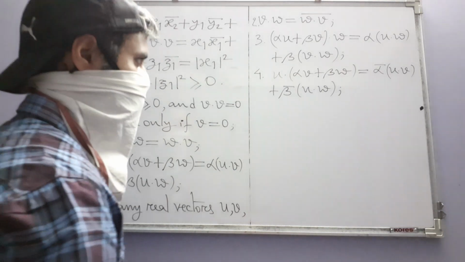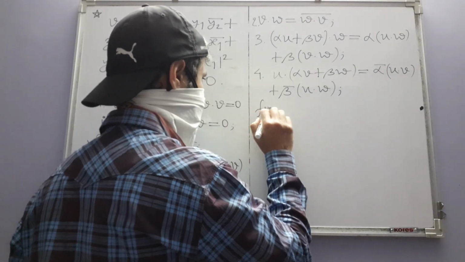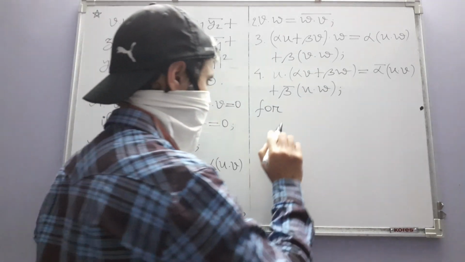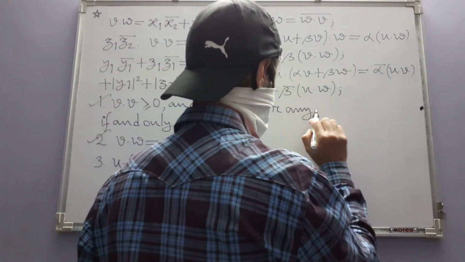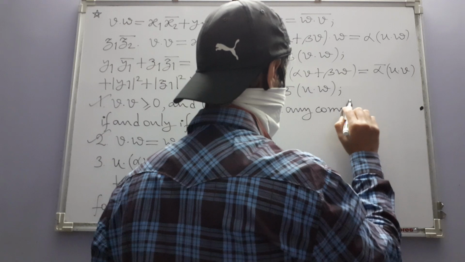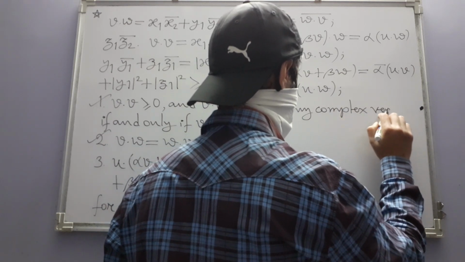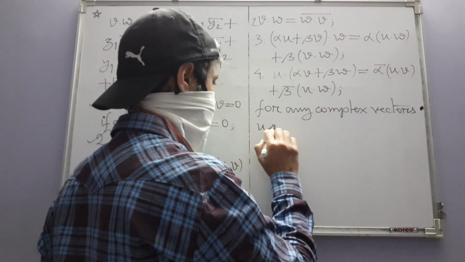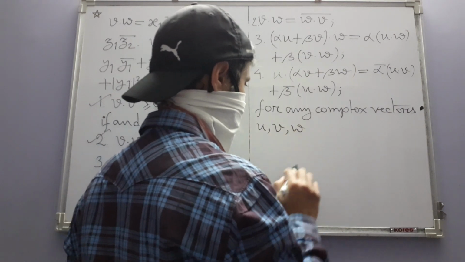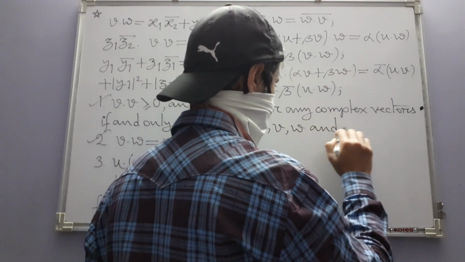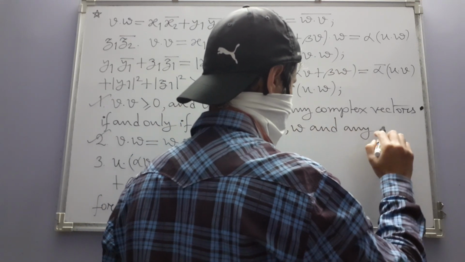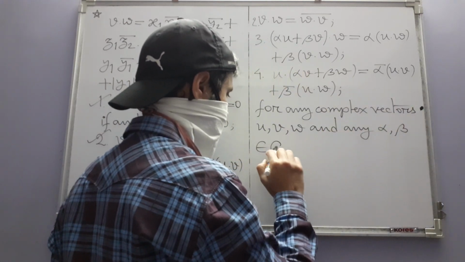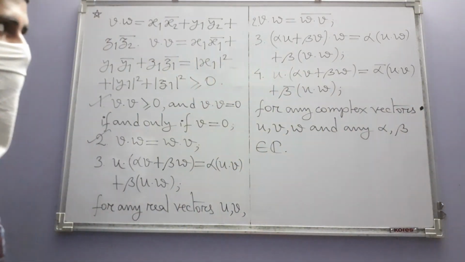Okay. So just like the real case, we can write this for any complex vectors u, v and w, and any complex scalars or complex numbers alpha and beta.